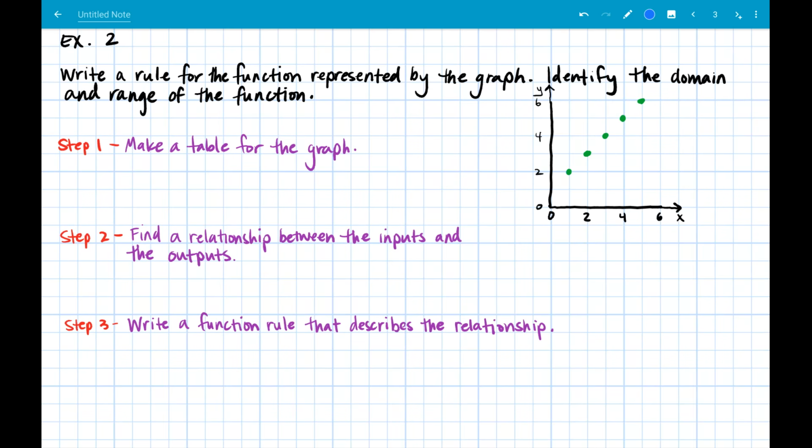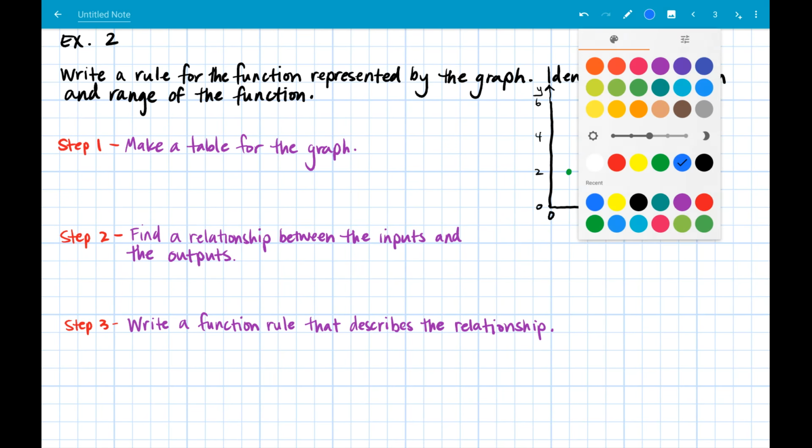This next one says write a rule for the function, which means an equation. Write a rule for the function represented by the graph, and then identify the domain and range of the function. So I'm given this graph with the green points plotted right here. What I want to do first is identify what those ordered pairs are and make a table for the graph, an input-output table. So I'll do that. I'm going to change this to green.